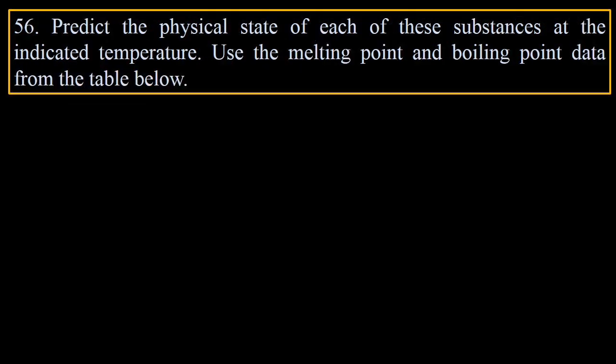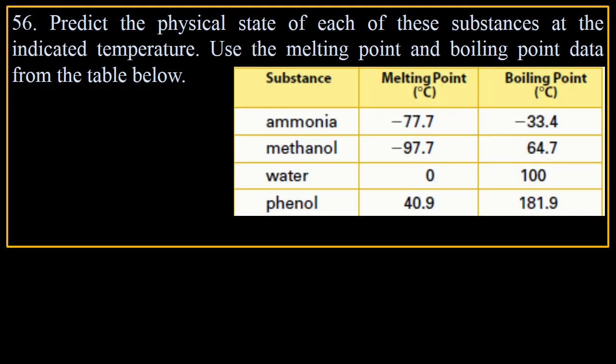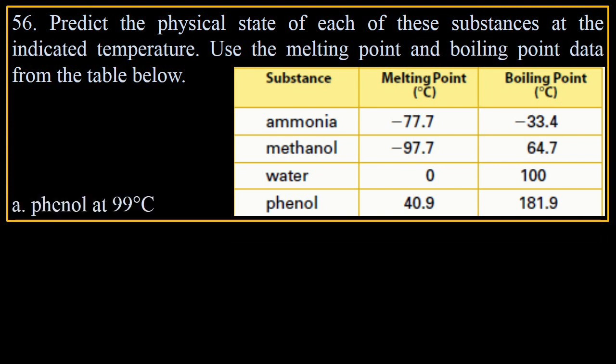to vaporize. Predict the physical state of each of these substances at the indicated temperature. Use the melting point and boiling point data from the table below. So let's have a look at the table. Okay, so here's the melting point and boiling point. We're going to be given a series of temperatures, and we want to see what the state is.